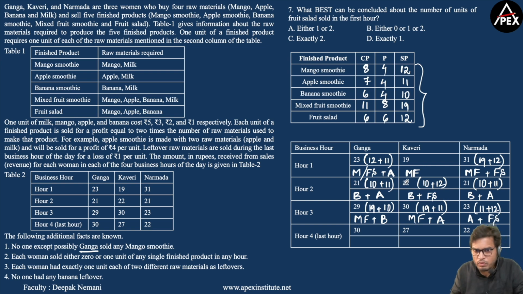Now to answer the 7th question, these details are not required. If you had filled this part of the table, you can answer the 7th question. Now what was asked? What best can be concluded about the number of units of fruit salad sold in the first hour? Now we have 1 unit of fruit salad sold in the first hour for sure. If this item is a fruit salad, then you will be having 2 fruit salads sold in the first hour. And if this is a mango smoothie, then you will be having only 1 fruit salad sold in the first hour.